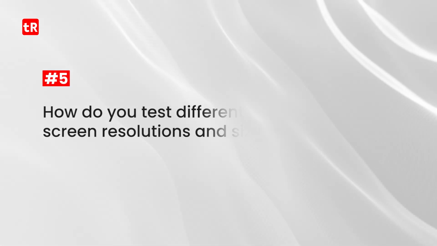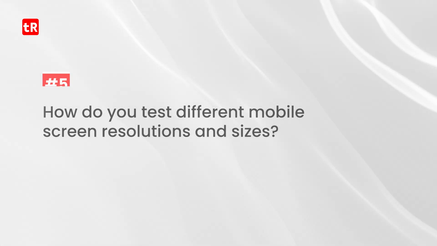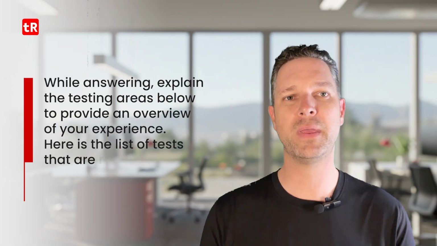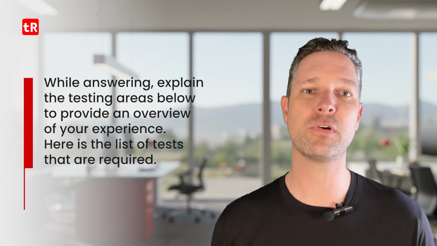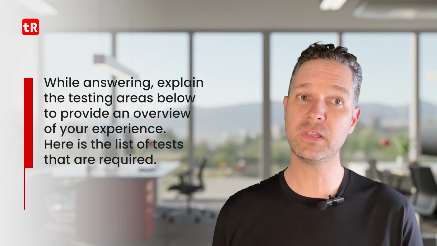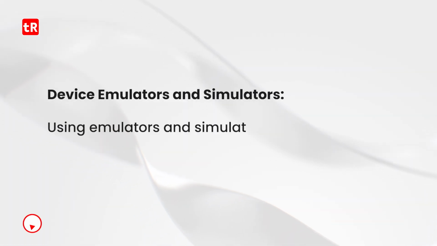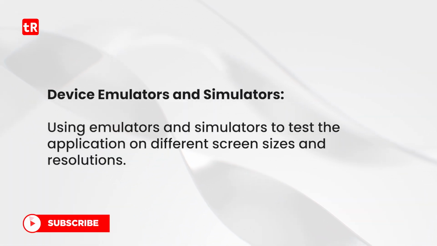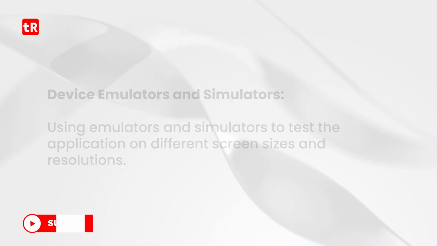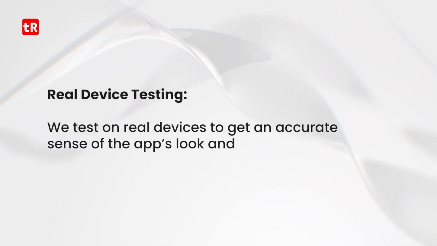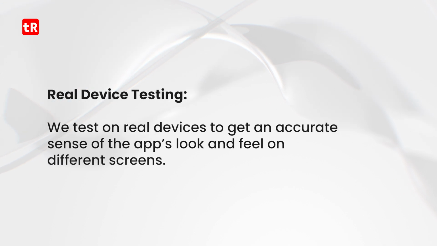How do you test different mobile screen resolutions and sizes? While answering this question, explain the testing areas below to provide an overview of your experience. Here is the list of tests that are required. Device emulators and simulators. Using emulators and simulators to test the application on different screen sizes and resolutions. Real device testing. We test on real devices to get an accurate sense of the app's look and feel on different screens. Responsive device testing.